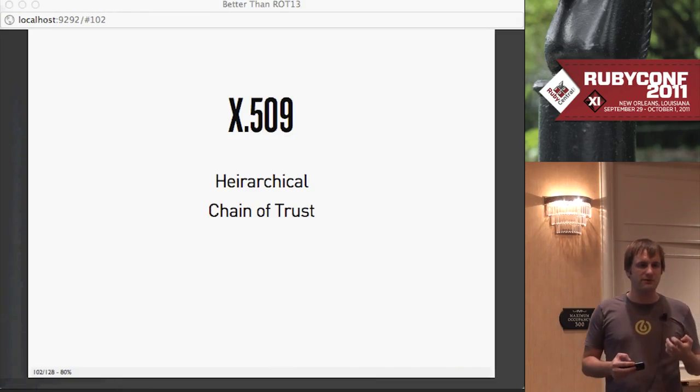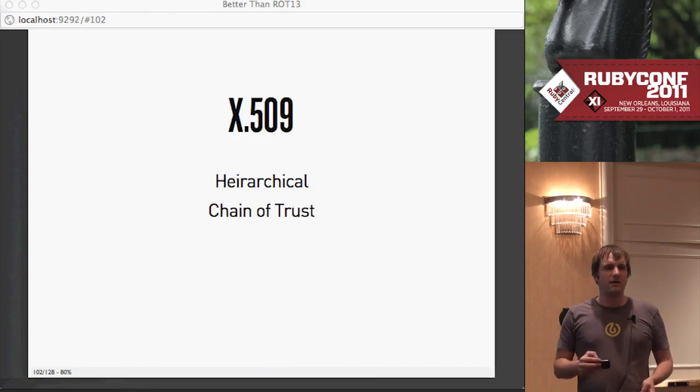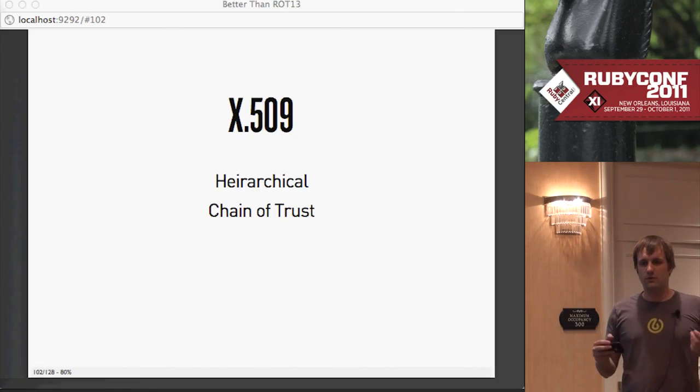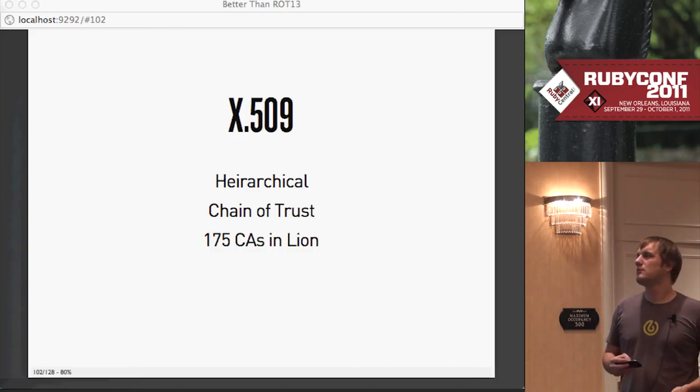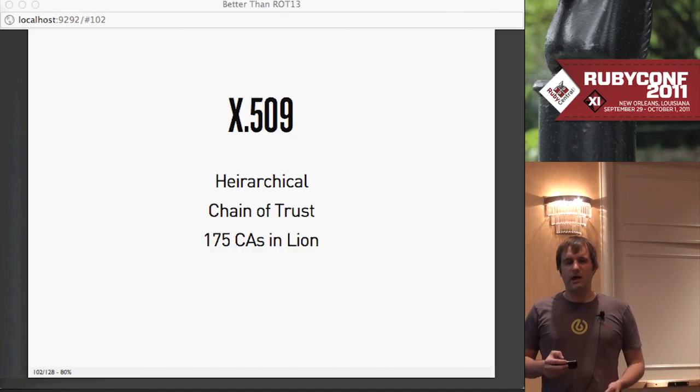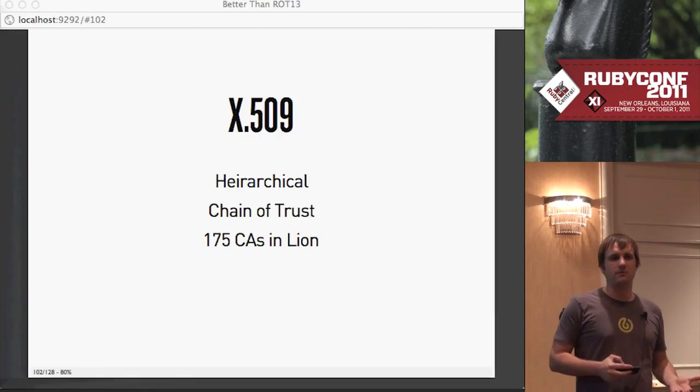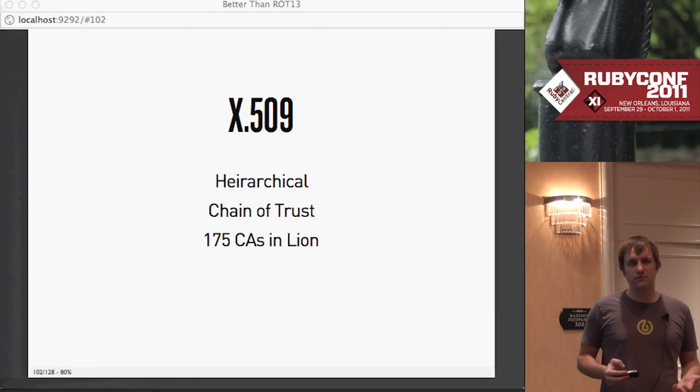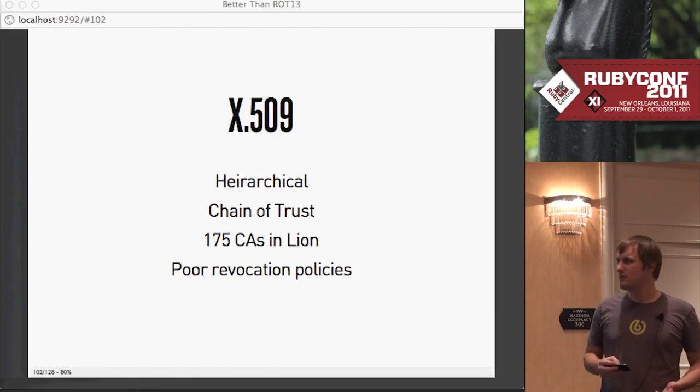If you're given a certificate from eBay, let's say, you don't necessarily trust eBay. So you look at the certificate and say, oh, it's been signed by VeriSign. I trust VeriSign, so I must trust eBay. If you have Lion, there are about 175 certificate authorities already installed for you. Do you know those people? There's one from the Hong Kong post office. Did you know that? You implicitly trust them. I'm not saying that you shouldn't, but I don't know, maybe look into it.